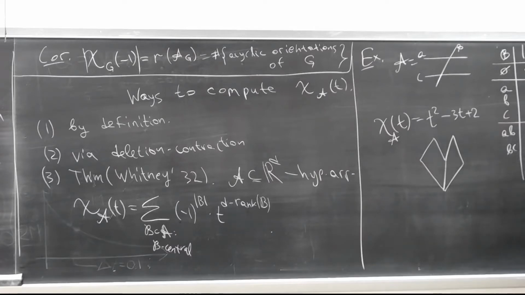Let's see. There's the empty arrangement here, which has size 0 and gives t squared. And then each individual hyperplane gives you -3t. If I look at size 2 arrangements, each pair gives me a subarrangement of size 2, so there's going to be +3. And then there's one more subarrangement, which is the whole thing, all 3 hyperplanes together. It's a central subarrangement, so I get -1. Because the size of B is going to be different.